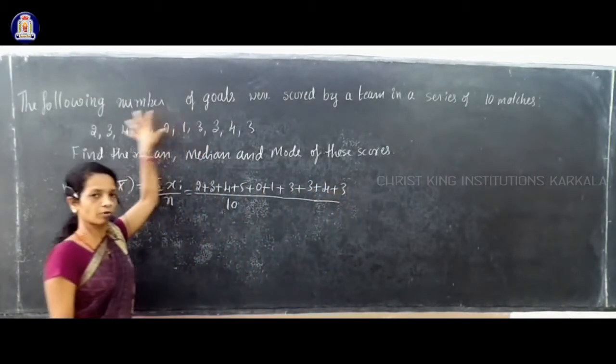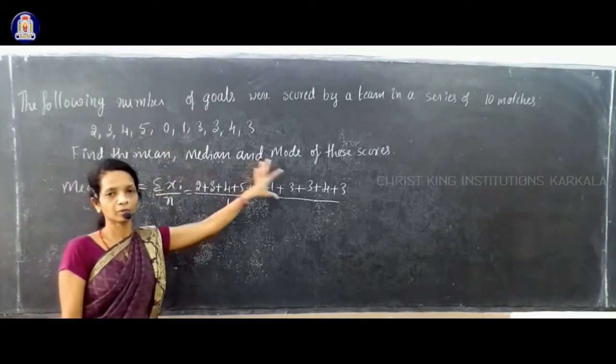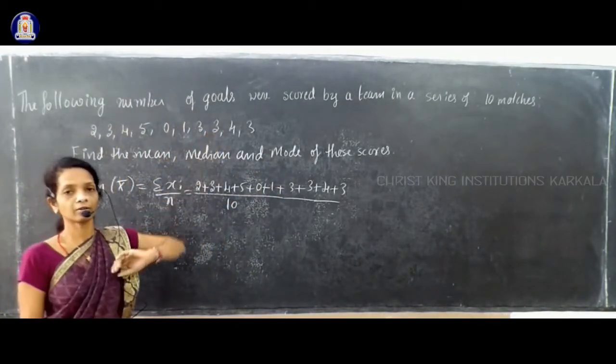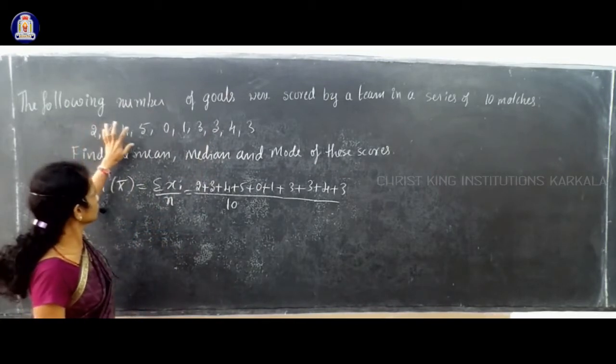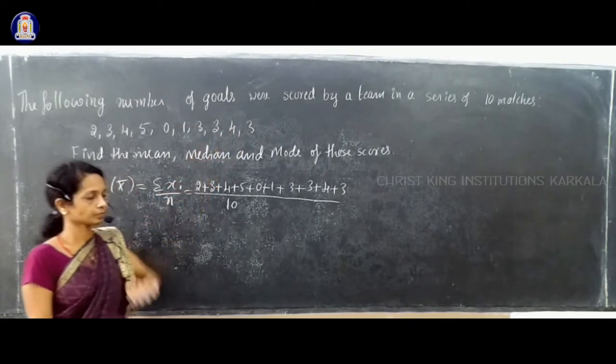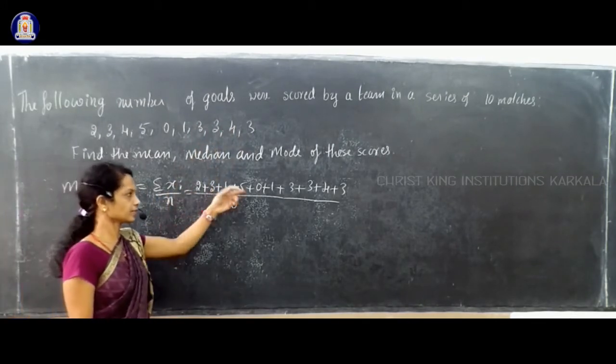Okay. Sum of all these observations in the numerator, divided by how many observations you have. Total 10 observations there: 1, 2, 3, 4, 5, 6, 7, 8, 9, 10. Now find the sum of these.